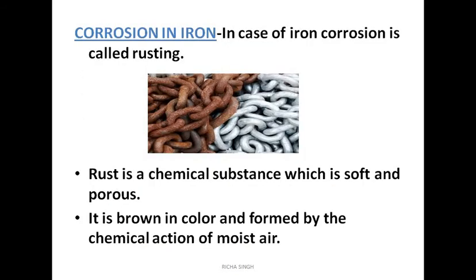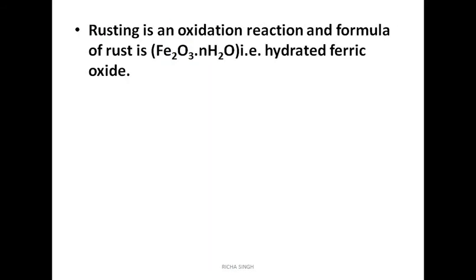Let's start first with corrosion in iron. In case of iron, corrosion is called rusting. As you all know, rust is of brown color. It takes place only in presence of moisture and it is a soft porous substance. In the picture you can see this is actual iron and this is the rusted iron. And rusting only takes place in iron and its alloys. For other metals we won't be using the term rusting.